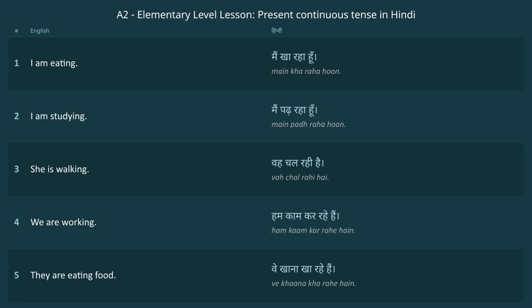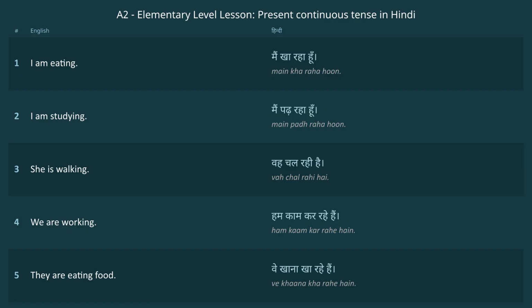Let's make it concrete. I am eating is main kha raha hu, if the speaker is male. If the speaker is female, it becomes main kha rahi hu. So right away, one important thing: raha, rahi, and rahe change depending on gender and number. Male singular usually uses raha. Female singular usually uses rahi. Plural usually uses rahe. Nice and practical.